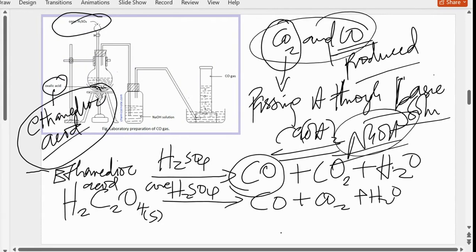So the gas which is CO2, we pass it through a concentrated base or a strong base, which is sodium hydroxide, as shown here. Then from there, the other gas, which is CO, we collect it via the over water method. So those are the two ways on how we can prepare CO.